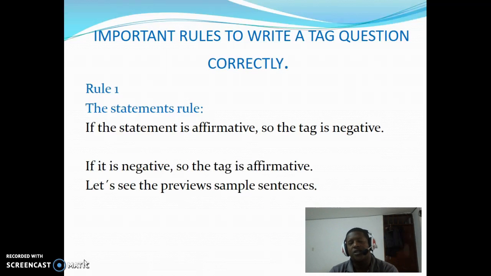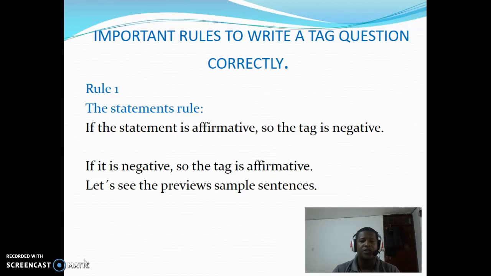To write a tag question correctly, we need to take into account some important rules, which are the following ones that I brought tonight to you in order to make you understand how to write a tag question correctly. Rule number one, the statement rule. We call it the statement rule because it's basically about the statement. If the statement is affirmative, the tag is negative. But if it is negative, the tag is affirmative.